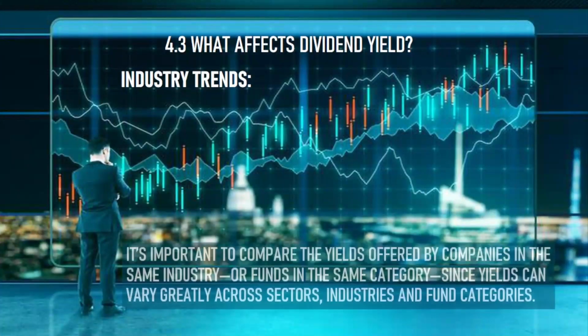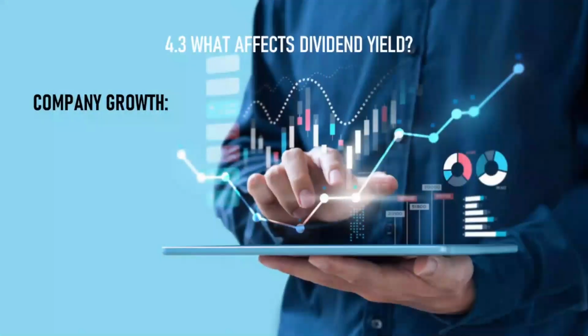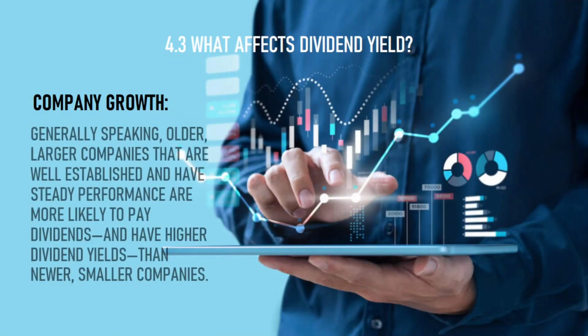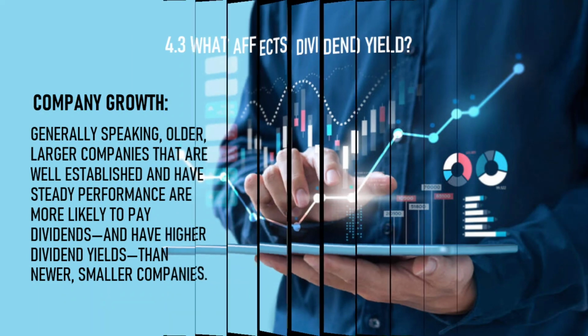Industry trend. When evaluating the dividend yield, it is important to compare the yield offered by companies in the same industry or funds in the same category, since yields vary greatly across sectors, industries, and fund categories. Company growth. Generally speaking, older, larger companies that are well established and have steady performance are more likely to pay dividends and have higher dividend yields than new and small companies.